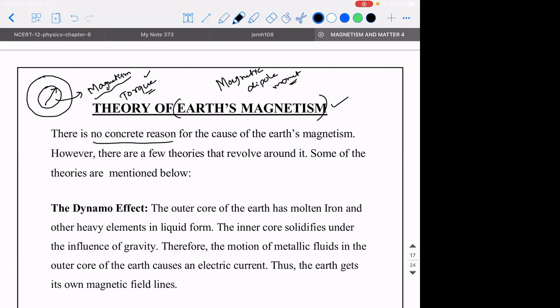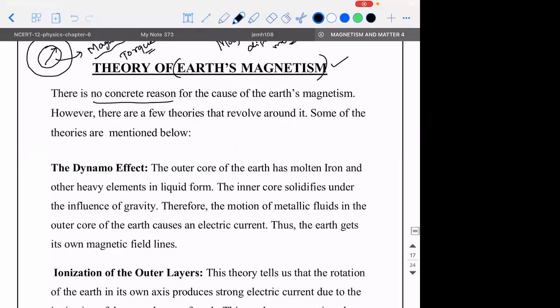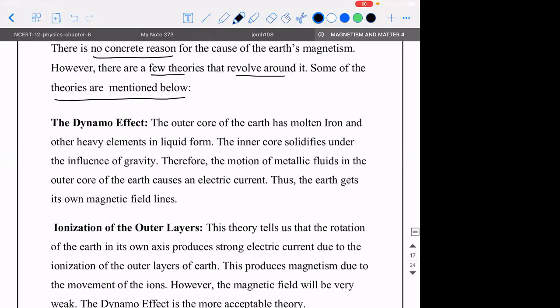There are different theories proposed based on the basics of what will generate magnetism. Some of the theories are mentioned below. Let me read out all the theories, based on which we will see which one is close to reality and more acceptable. The first one is called the dynamo effect. The dynamo effect speaks about some molten iron particles present in the outer core of the Earth.